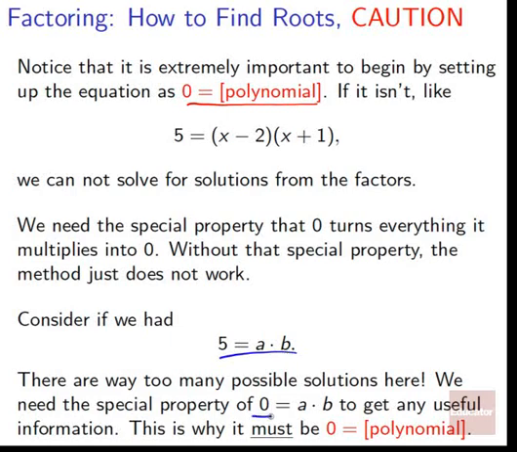We need that special property of 0 equals a times b to be able to really say, that thing's 0 or that thing's 0. That's what we know for sure. That's how we get useful information out of it. So that's why it has to be 0 equals polynomial.